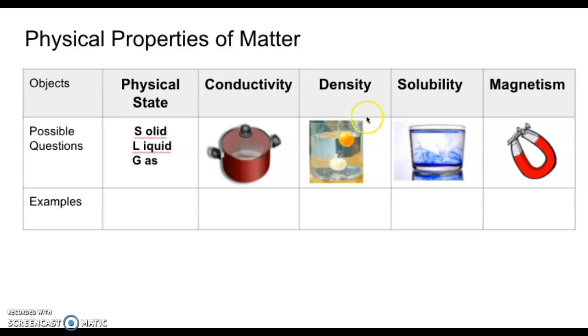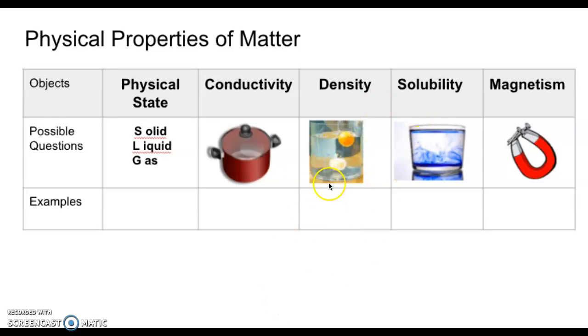All right. So the other physical property is density. That is, if the matter sinks or floats. Right. But what I want you to think about is, when two objects are floating, what can you tell me about their densities? Do they have the same density or do they have different densities? Think about the same when two objects go to the bottom of the container. Do you think they have the same density or do they have different densities?